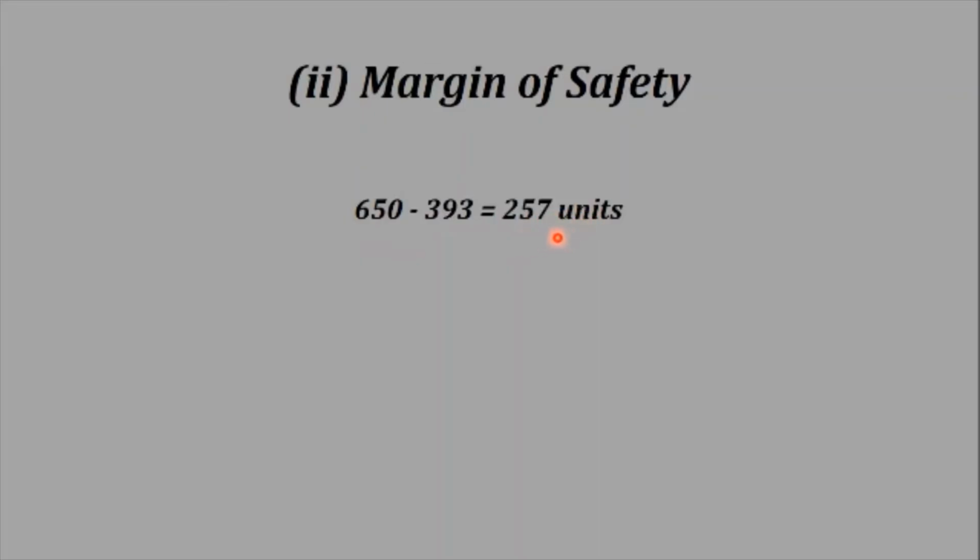This is in units. If you want to get it in sales, we just multiply the 257 by the selling price and we will get the margin of safety in sales. Right? We have to be careful here that we take the budgeted production and not the actual production.